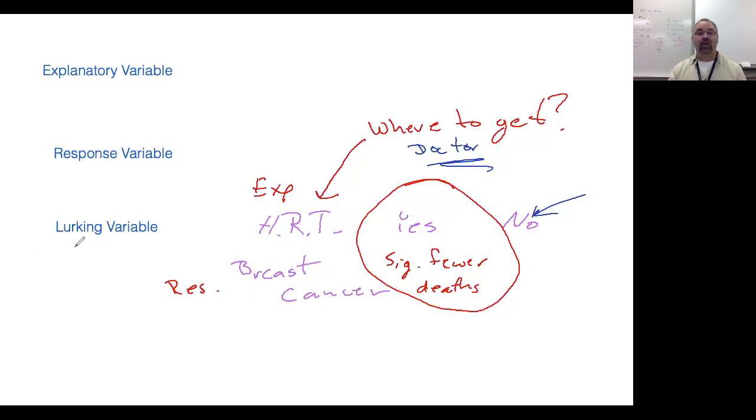So all of a sudden, the lurking variable of doctor has created a problem where now, do we know, was the reduction in breast cancer deaths due to hormone replacement therapy? Or was it due to the fact they were under the regular care of their doctor? We are now, what we say in statistics, confounded. This is an example of what we call confounding.